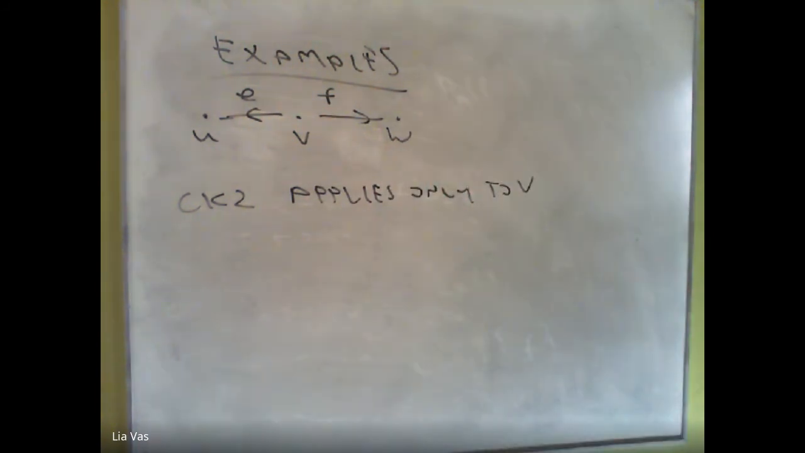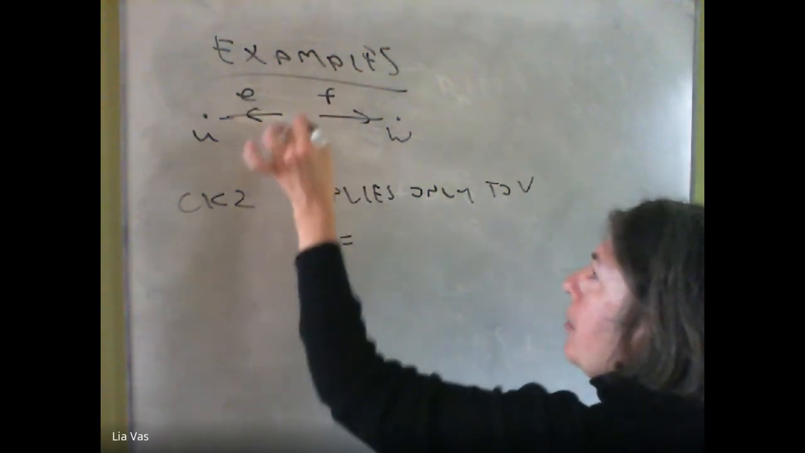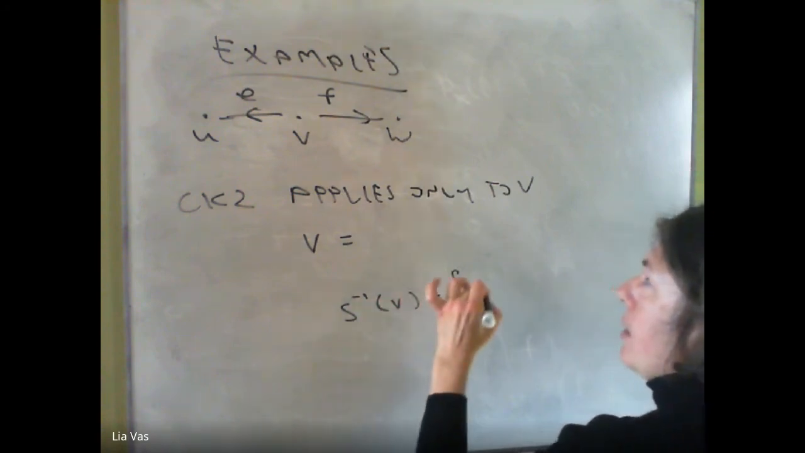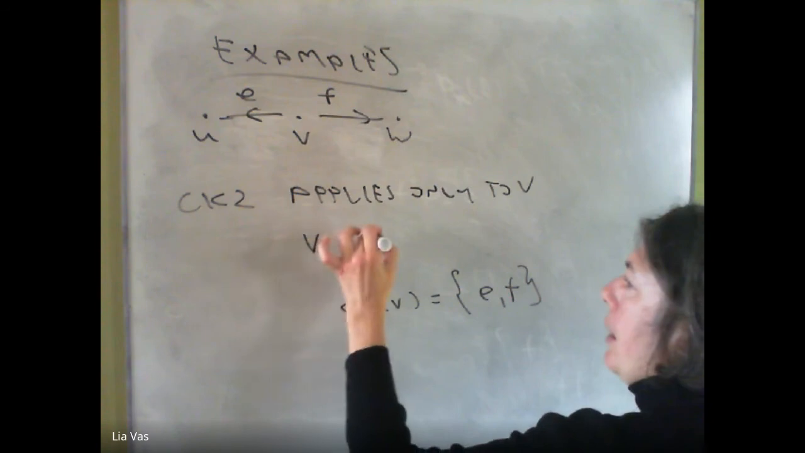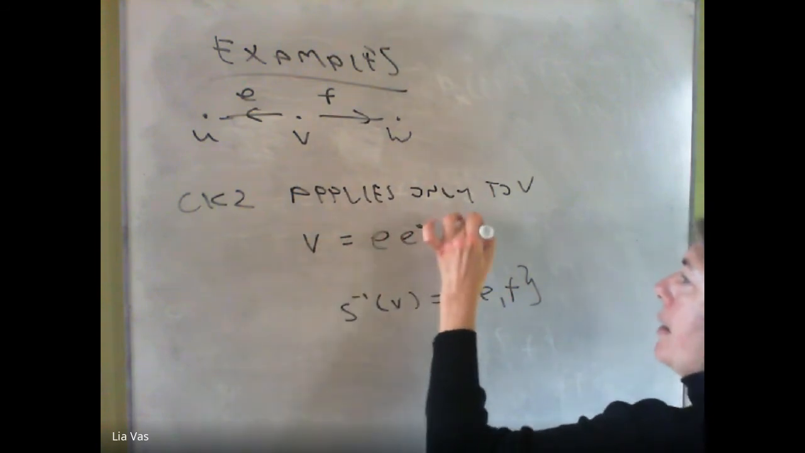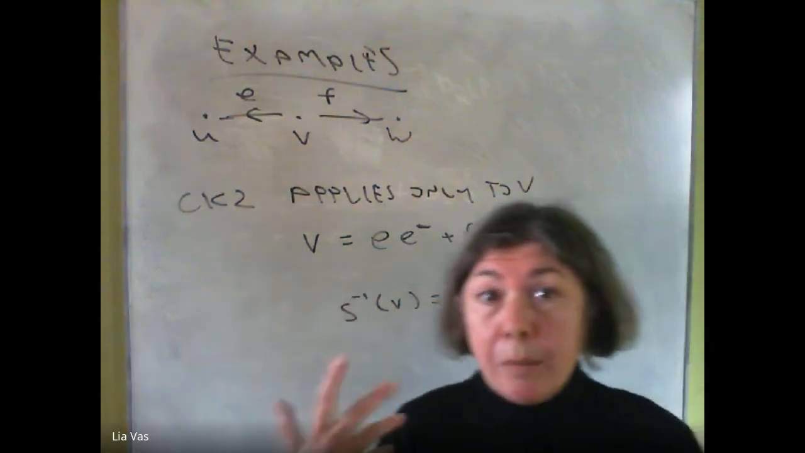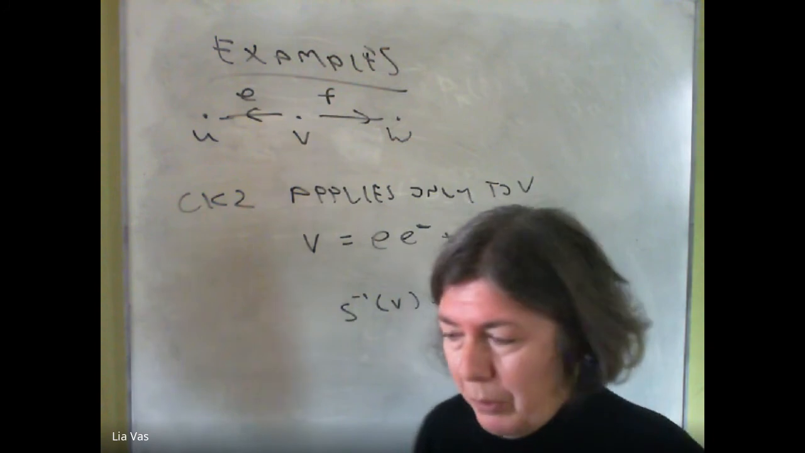Right? And now V actually emits 2 things, right? So your V emits both E and F. So your source inverse of V consists of both E and F, right? And then your V is E star plus F star. So you see, somehow the number of terms in that axiom Ck2 tells you about how many edges are emitted.